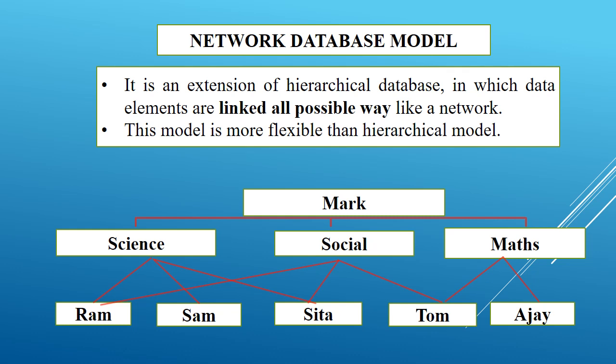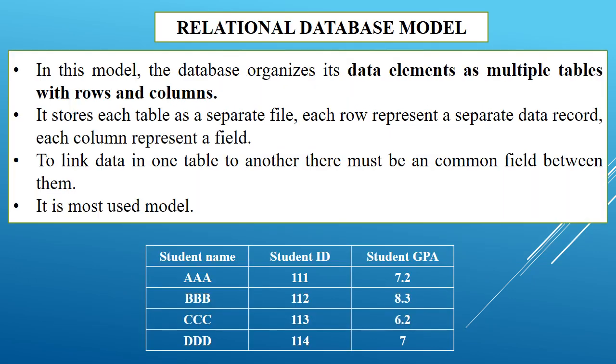Next is network database model. This model is the extension of hierarchical database model. In this model, all the data elements are linked in all possible ways. Here the science is linked with Ram, Sam, Sita, and Ram is linked with social and science. So the data elements are linked like a network. It is somewhat more flexible than hierarchical model, because in this model we can access data in a somewhat direct manner.